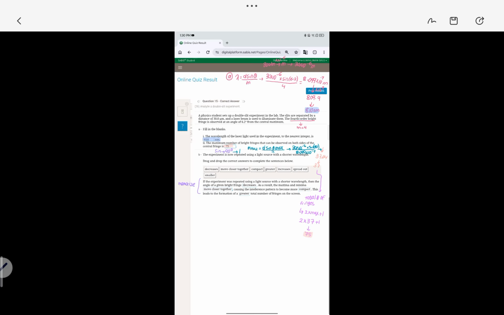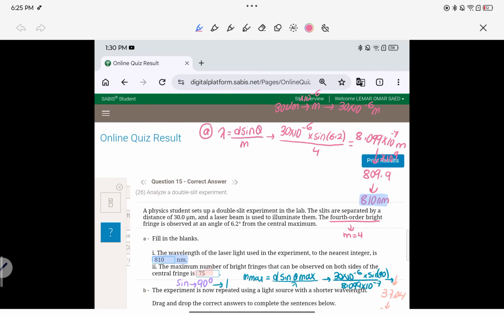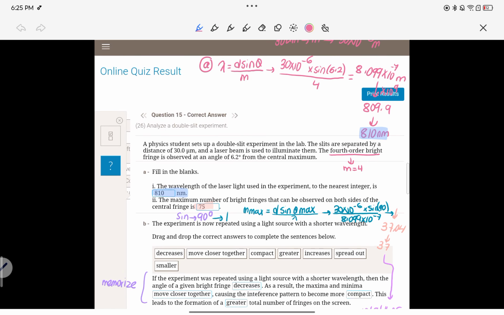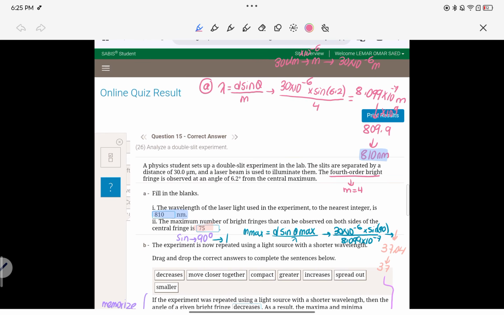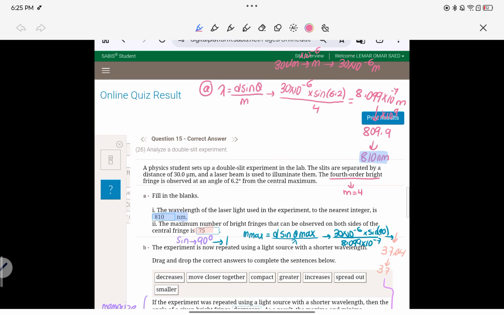Okay, also this formula again, look, it's going to keep coming. It's going to keep staying. You use the formula again. Okay, D, what's D? The distance. They said fourth order bright fringe. Fourth, m equals 4. You do it, you get approximately 8.099 times 10 to the power of negative 7 meters.